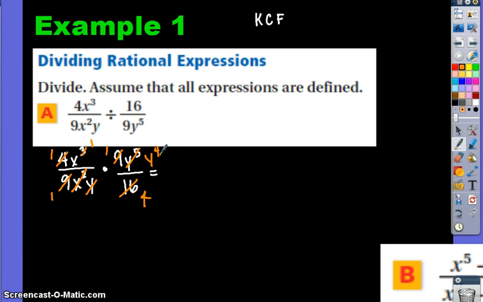All right, so now that we've done all that simplifying, it looks kind of messy. What we have left is an x and a y to the fourth. So x times y to the fourth over, in the denominator we have a 1 times a 4, so 4. X times y to the fourth over 4 is our solution.